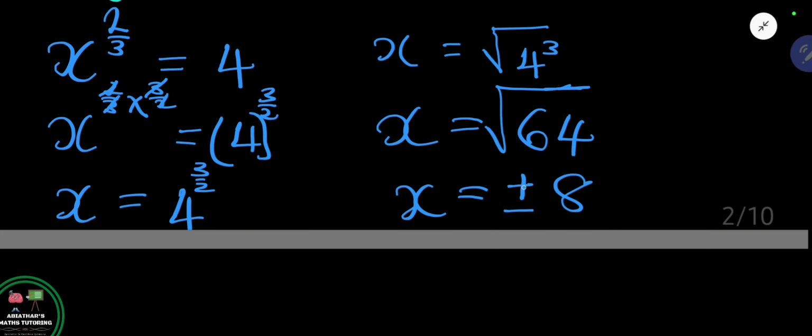Okay, so this is one of the things, guys, that I will emphasize to you. Every answer, when it comes out of the square root, comes out with plus and minus. Plus or minus 8. So then you can conclude that your x is equal to 8, or your x is equal to minus 8.